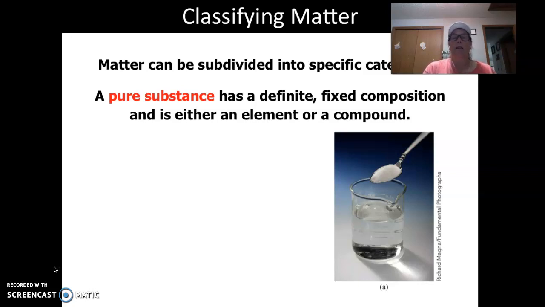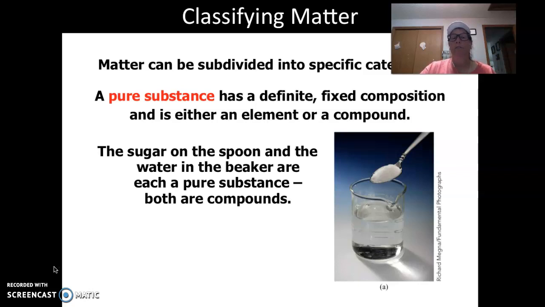Elements are listed on the periodic table. There's 118 elements, and there's a periodic table in your book. A periodic table is like your best friend in chemistry, so make sure you always have one available because there's a lot of information on it. One of the things it tells you is what an element is. Elements would be like aluminum, carbon, nitrogen, oxygen. Those are all elements. They're always the same.